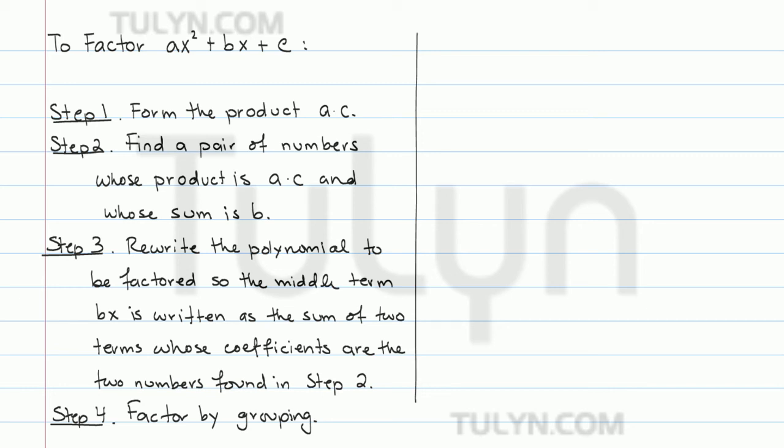So if you want to factor a trinomial of the form ax squared plus bx plus c, where this leading coefficient a is other than positive 1, then there's this method that's outlined on the left. So while we're looking at the steps of the method, let's try to factor the trinomial 2x squared plus 7x minus 15. So step 1 says form the product a times c.